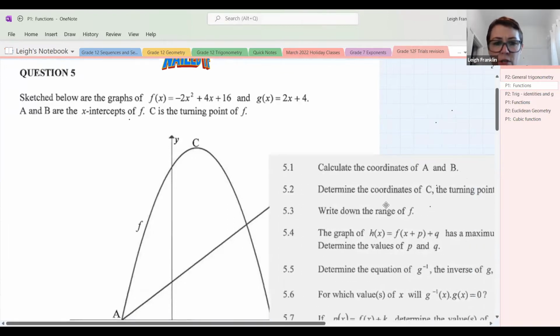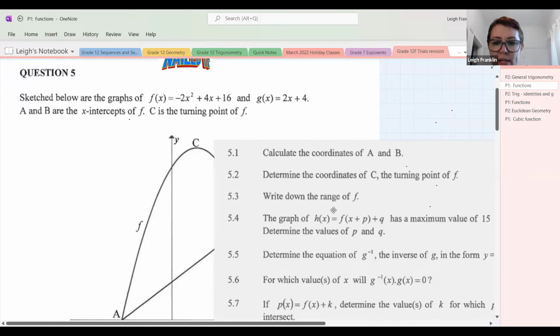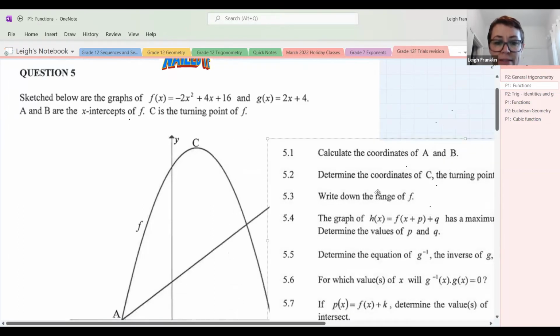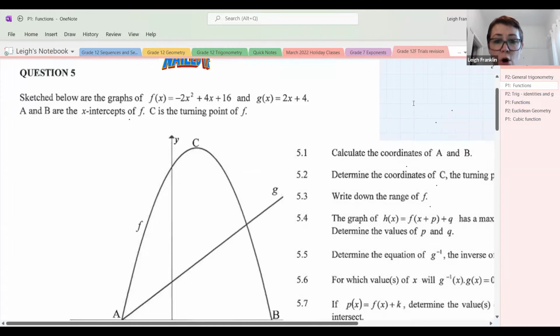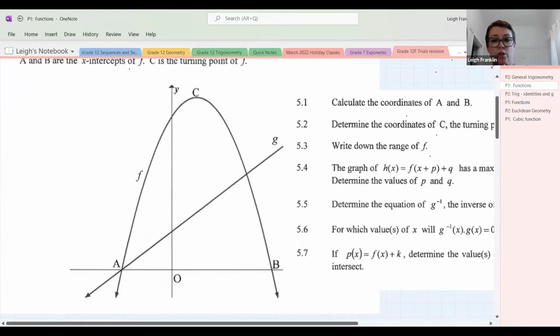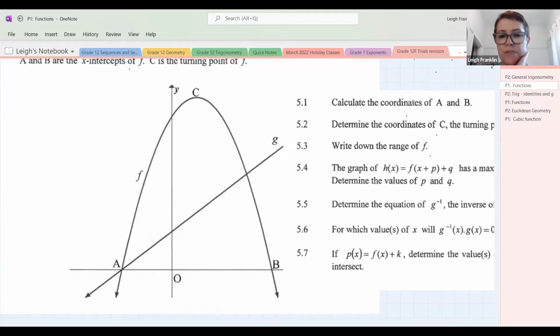I just want to give everybody a chance to get started on the next question, which is they want us to determine the coordinates of C, the turning point of f. Yes, perfect. Coordinates of C, the turning point of f. Now, this is something that is not on our formula sheet. We need to know the way to be able to do this ourselves. There are 2 ways we can answer this question. What are the two ways? Can anybody tell me in the chat how we answer this question? The coordinates of C, the turning point.